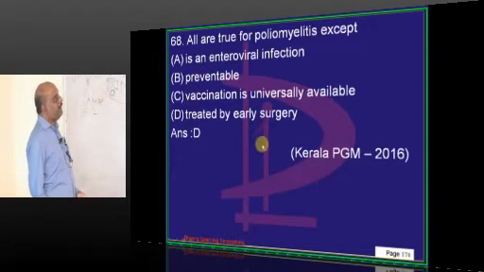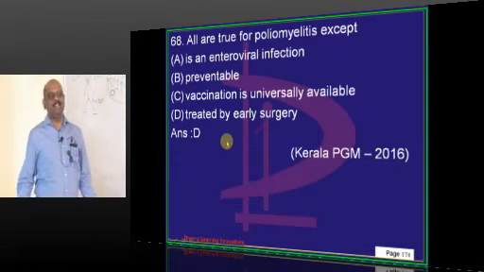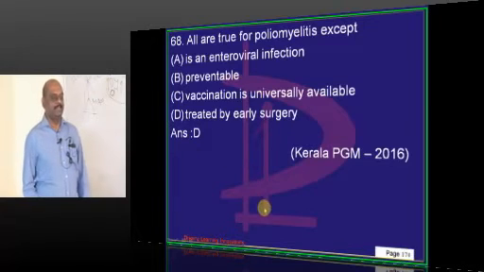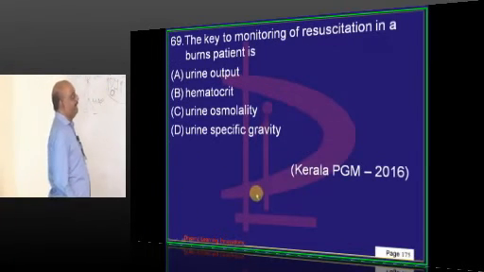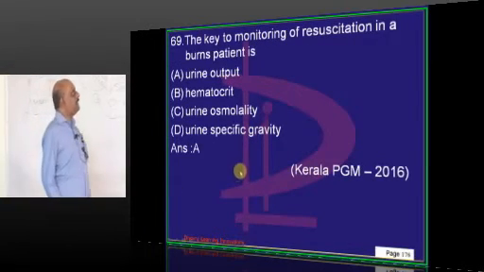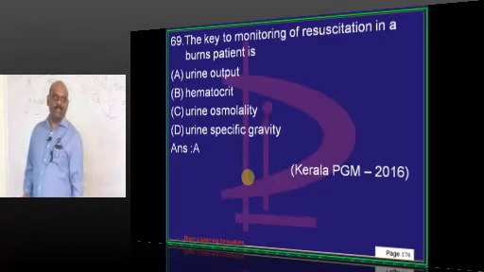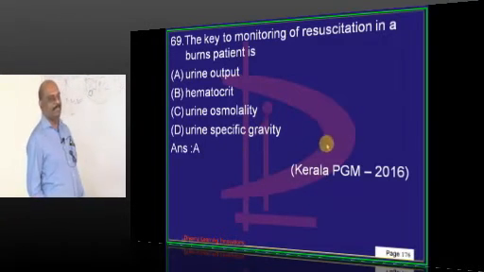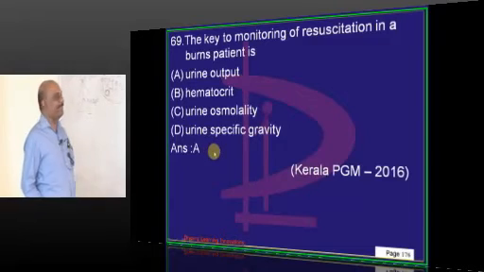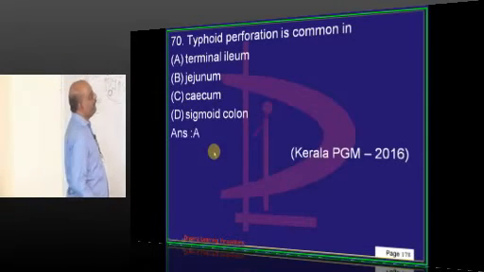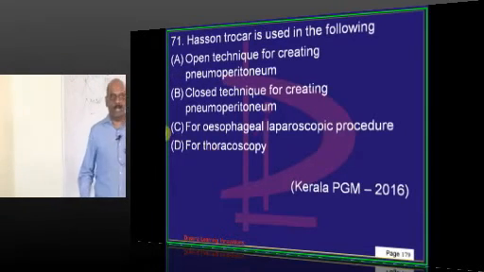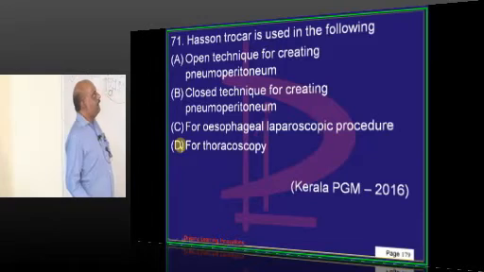It is enteroviral, it is preventable, vaccination is there. All the three easy statements. Fourth, don't even read it. Answer it. The key to monitor the resuscitation is what? Always urine output. You have to keep watching the Foley catheter in the acute medical care unit, and say how much has collected in the bag. Typhoid perforation is common in the terminal ileum, which has a lot of lymphoid tissue.